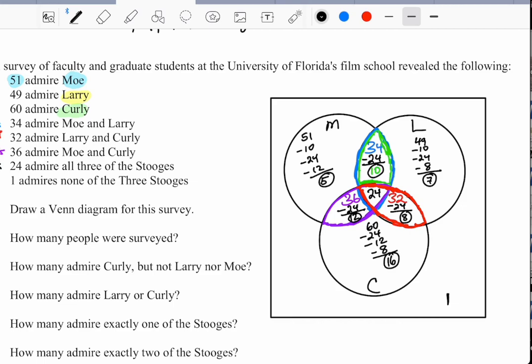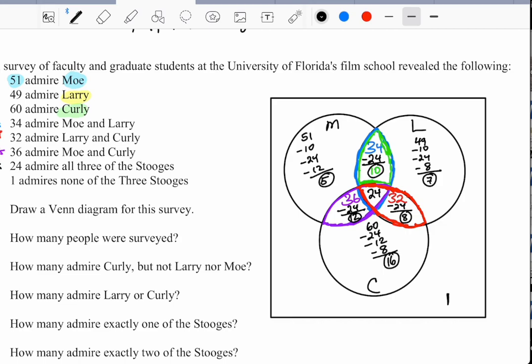And whoever created this question, they must have been Curly fans, because it looks like they kind of tailored everything so that it would be Curly centric. So it's possible, but they could have just made up some numbers and hoped for the best.